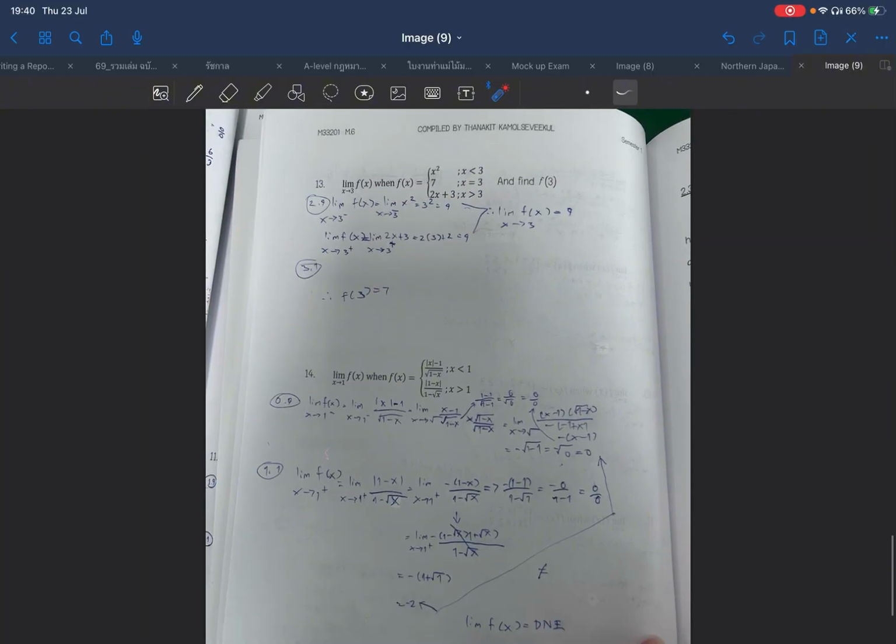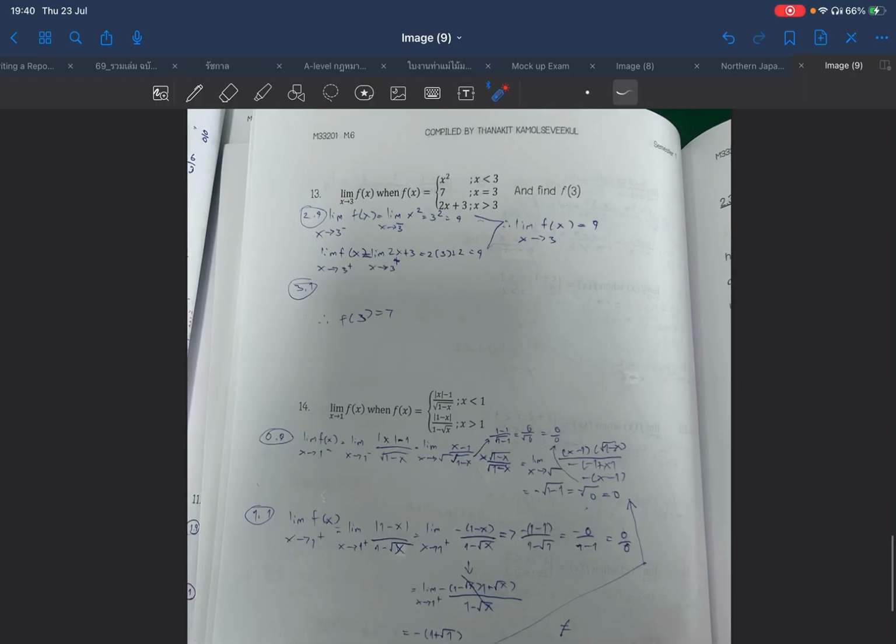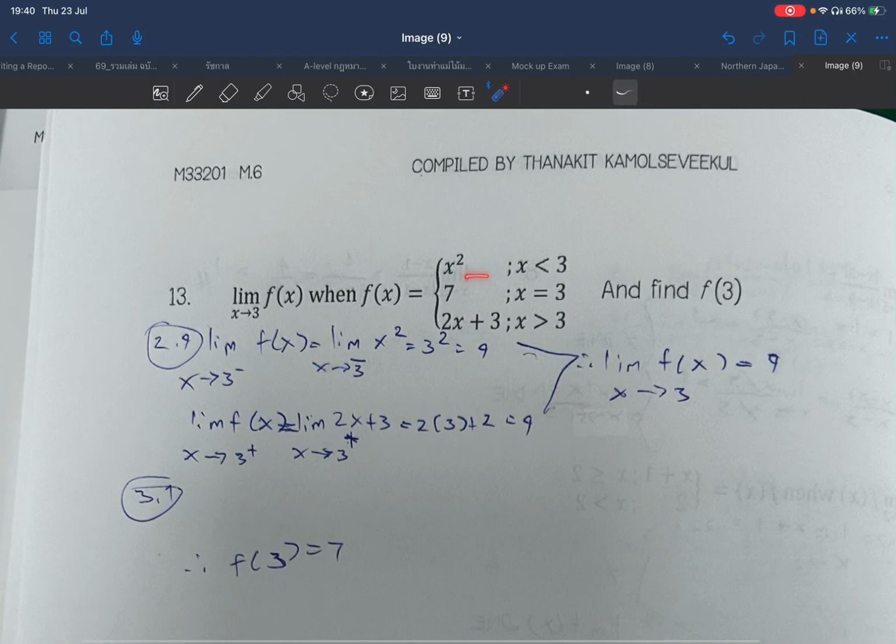Alright, now we are on the final page. So question number 13, given function f(x) defined as x power of 2 for x more than 3, and 7 for x equals 3, and 2x plus 3 for x less than 3. We should find the limit as x approaches 3 and find f(3), like what the problem says.